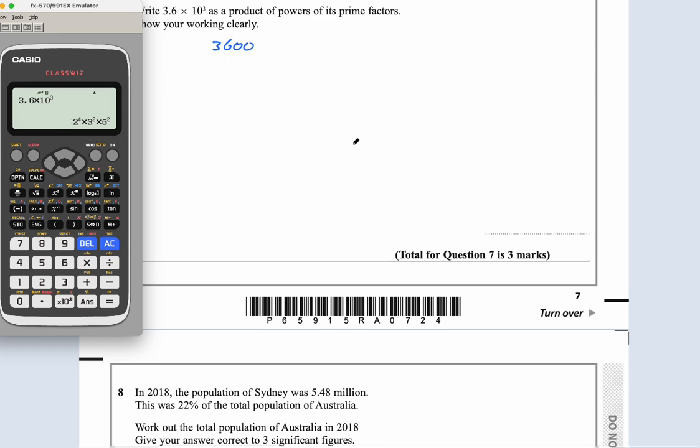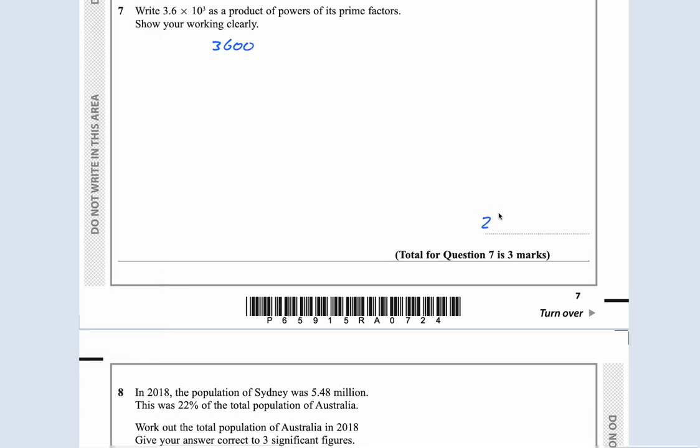It's 2 to the power 4 times 3 squared times 5 squared. That's the answer. But guys, if you write that down, you'll get no marks. You have to show working. So how do we show working? Well, we're going to have to do this tree, factor tree, prime factor tree.